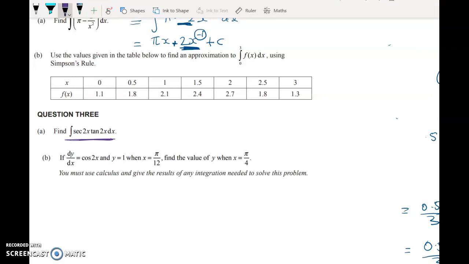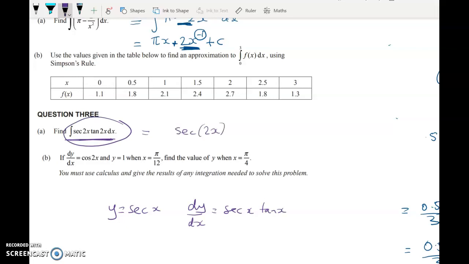And hopefully by now you know that when we've got y equals sec of x, that differentiates to give us sec x tan x. So that's what we're going to be using here. This has come from sec of 2x. But when I differentiate that, because of the chain rule, I'm going to get a 2 coming out, which I have to undo. So it's going to be a half of sec of 2x, plus c.